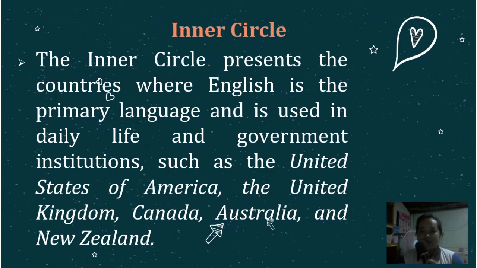So first, let me introduce to you the inner circle. The inner circle represents the countries where English is the primary language and is used in daily life and government institutions. So these are the countries that belong to that inner circle, such as the United States of America or the USA, the United Kingdom or the UK, Canada, Australia, and New Zealand.